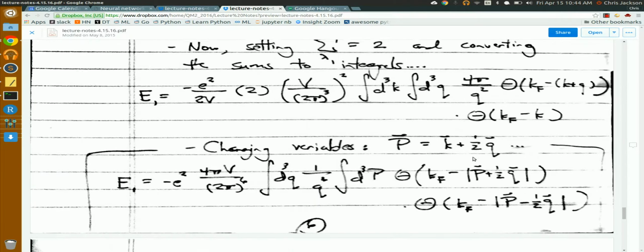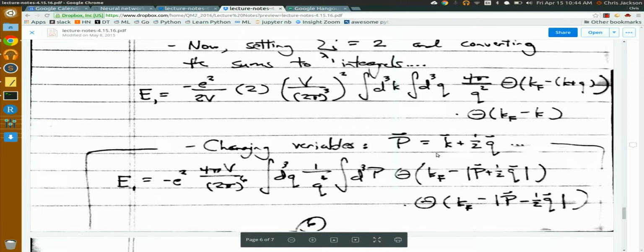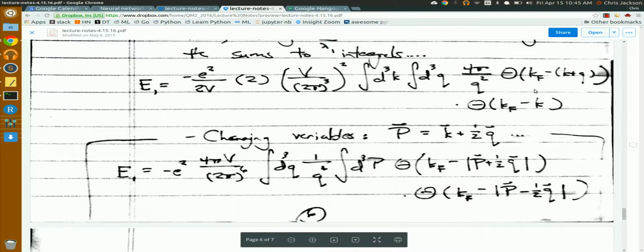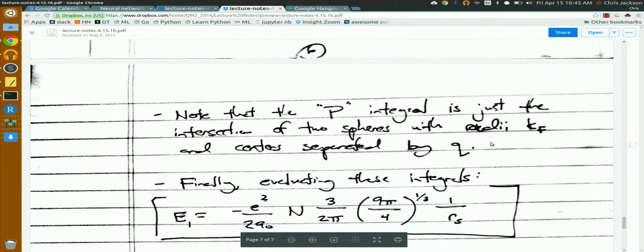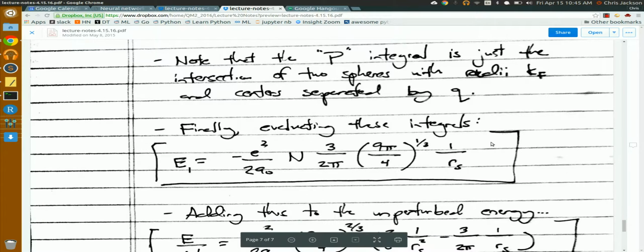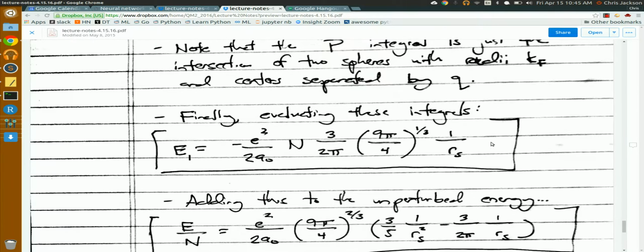It's interesting to note that you can put this in a more symmetric form by introducing a new variable, this big P. If you do that, then the arguments of the step functions are a little more symmetric. And in fact, you can show that this integral is just the intersection of 2 spheres with radii k Fermi, and their centers are separated by q. That doesn't matter to me, I'm just looking to compute the number, but it's kind of cute.